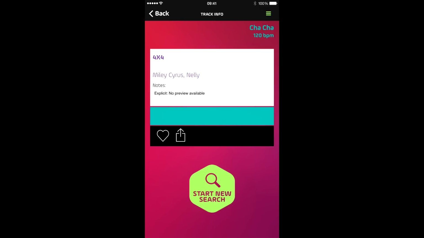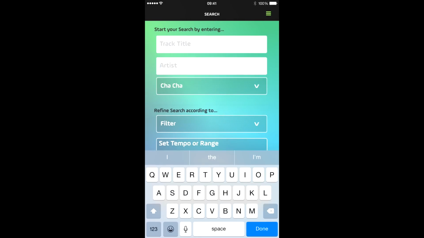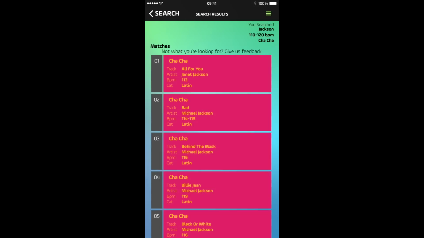Wow! Thankfully, DancePicker lets me know if tracks are explicit. That wouldn't go down too well. I know he likes Michael Jackson. Let's have a look. Bad.